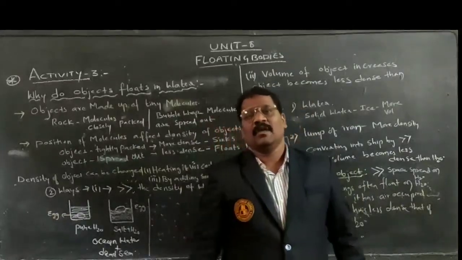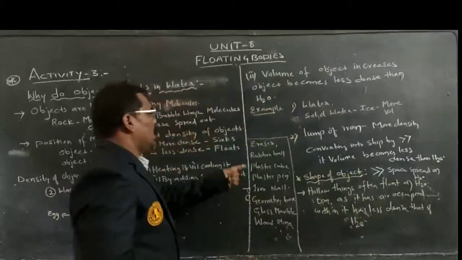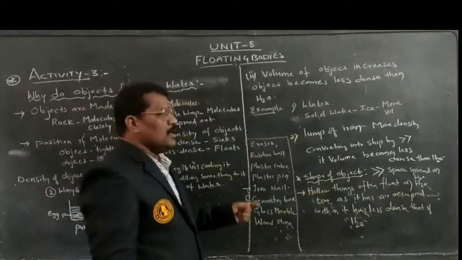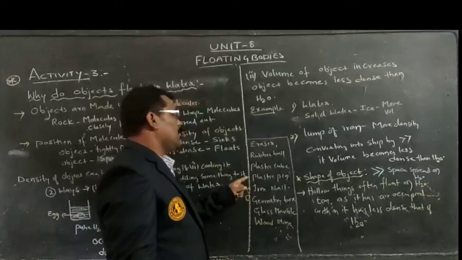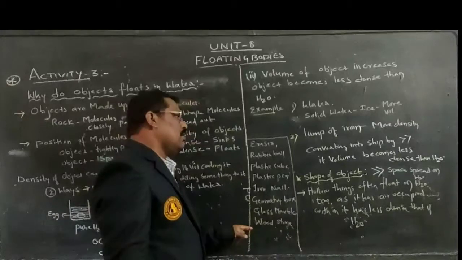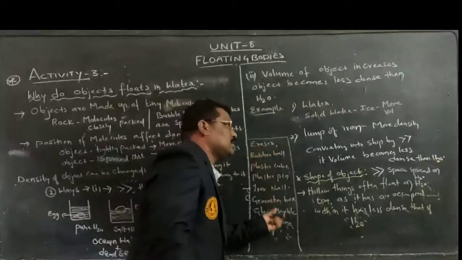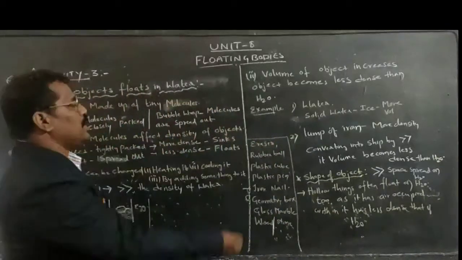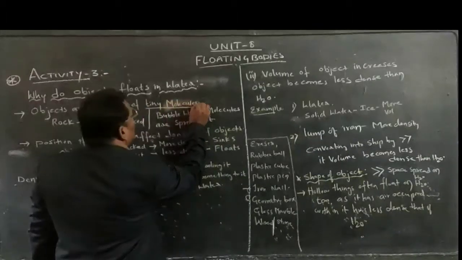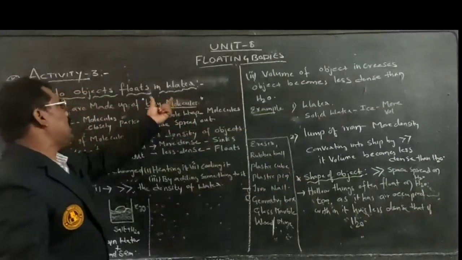a vital role. For objects, if you take any type of object, in the textbook he has given a list of objects such as eraser, rubber ball, plastic cube, plastic pen, iron nail, geometry box, glass marble, wood, as well as a stone. He has given in our textbook that these are all our objects. These objects are all made up of what? Tiny molecules. Depending upon the nature of the material, they are made up of tiny particles.